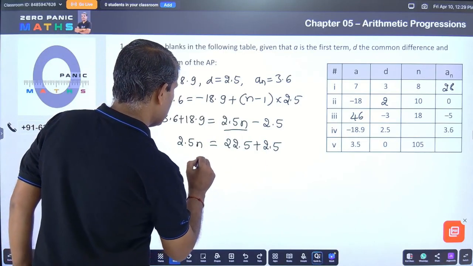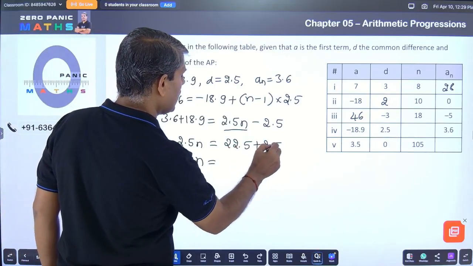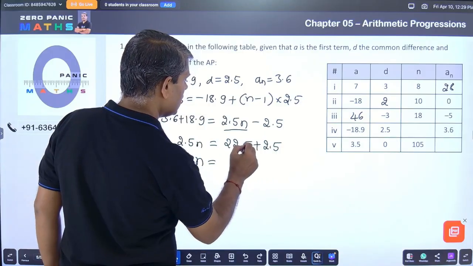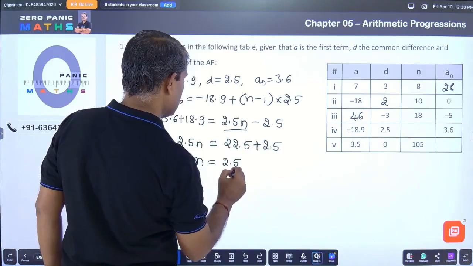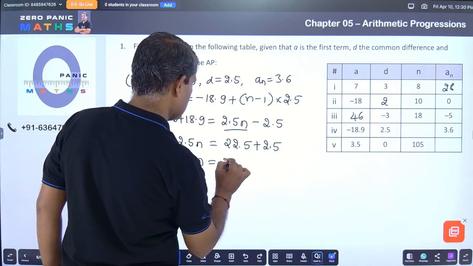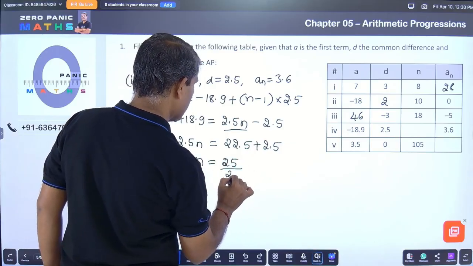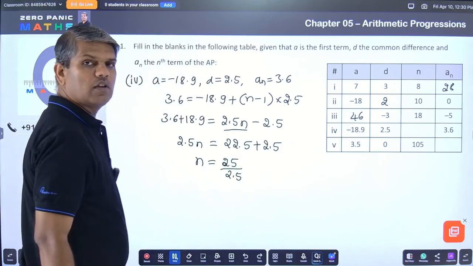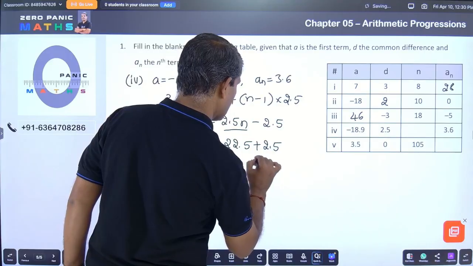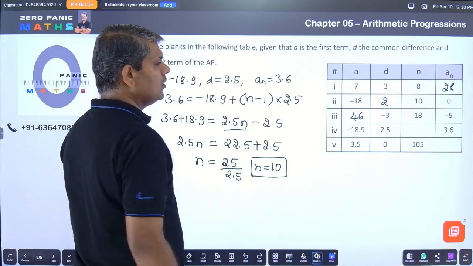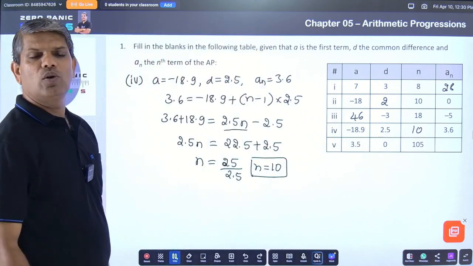So what is n? n is equal to 22.5. It is 25, right? Yes, it is 25. Sorry, not 2.5. 25 divided by 2.5. So what is this? n is equal to 10. So in the fourth problem, n is equal to 10.